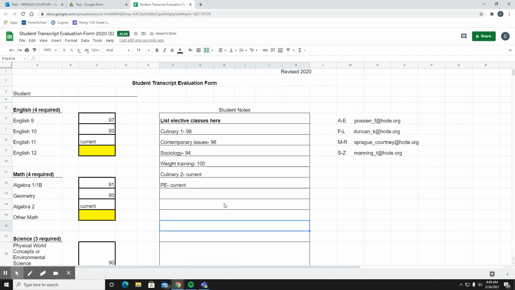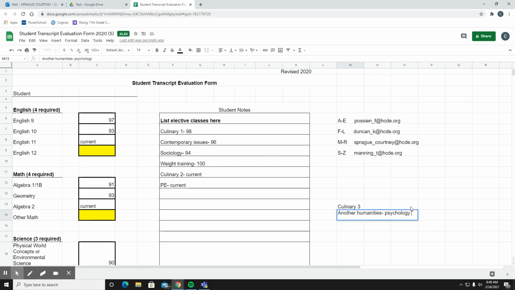So for the elective focus, you'll notice when you look at the course request form, you have to pick 3 that go in the same category. So Culinary 1 and Culinary 2 go in the same category. So this student could next year do Culinary 3, or this student has contemporary issues and sociology. Those are both humanities.